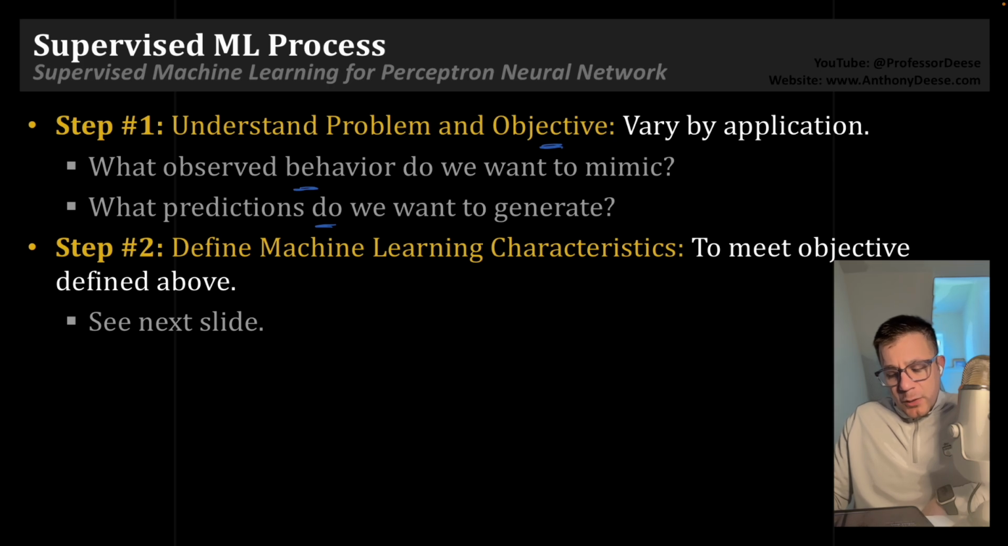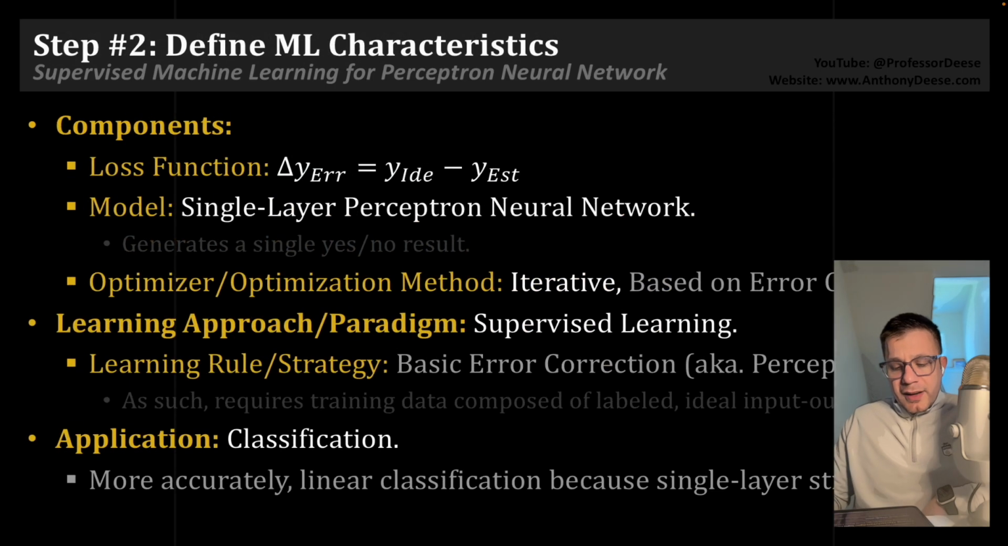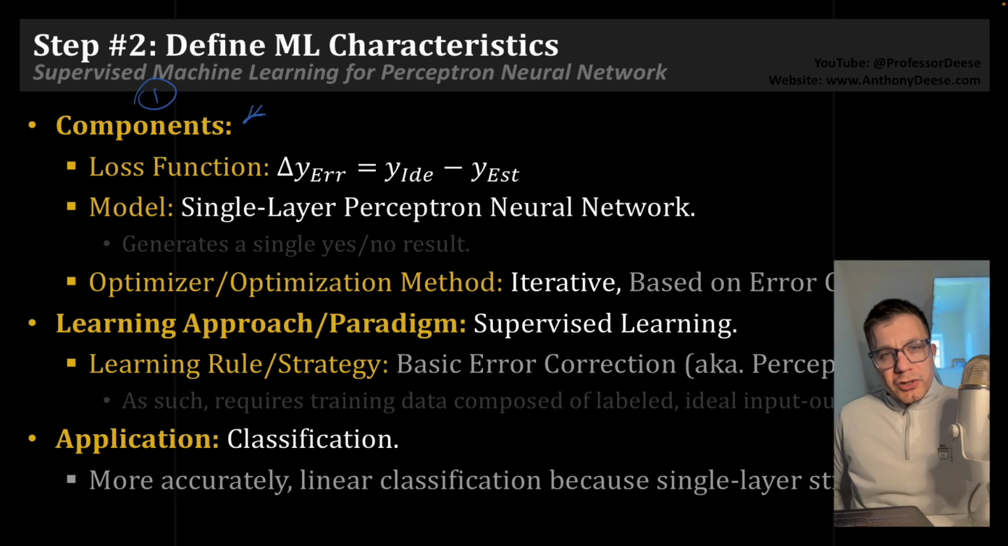The second step would be to define the machine learning characteristics to meet the objectives to solve the problem defined above. And so let's take a look at some of those characteristics. Now, these are the characteristics we're actually going to use throughout this module and in our example. So the components, the first characteristic, right? One component is the loss function. We're going to be using a loss function, which merely calculates the difference between the ideal and the estimated output. And since we only have a single output, there's only one that we have to worry about.